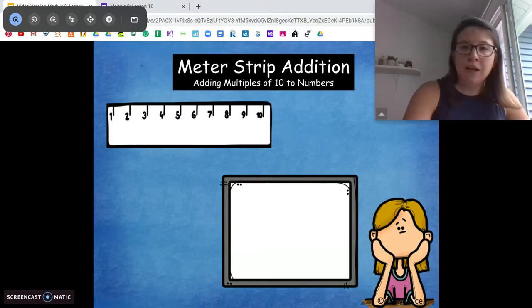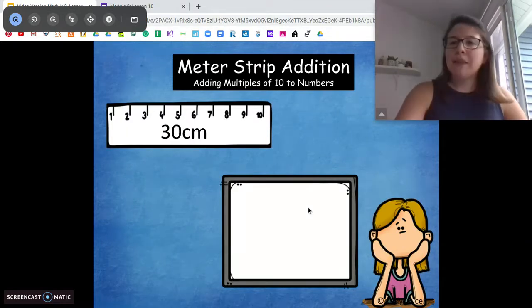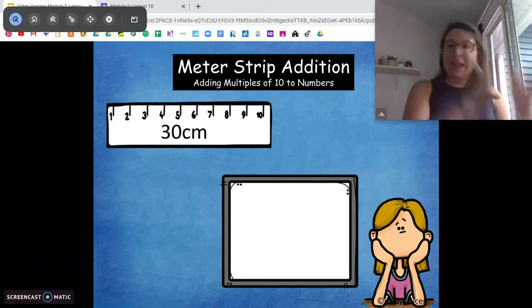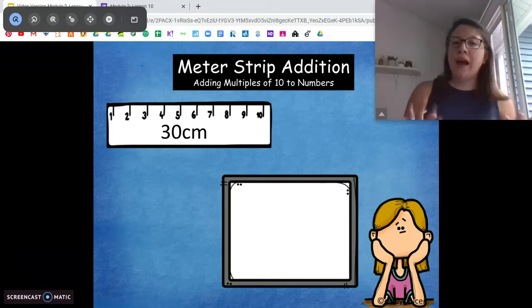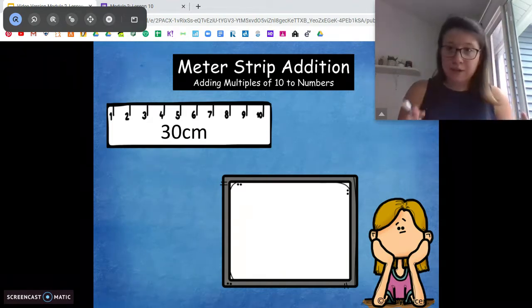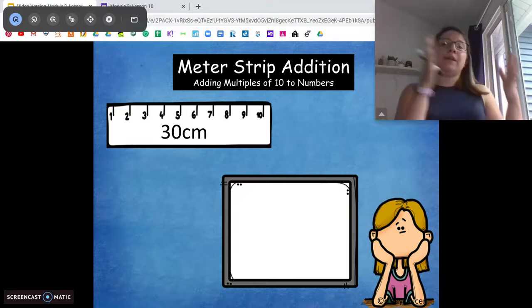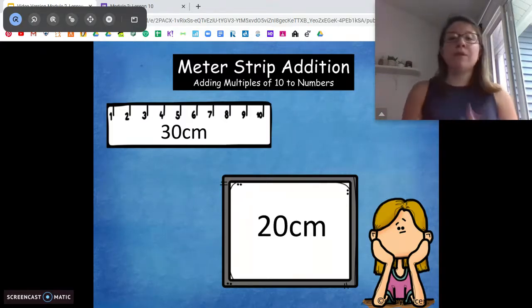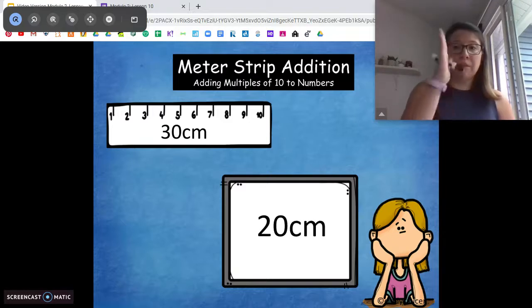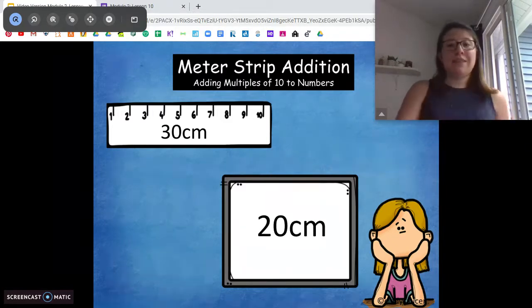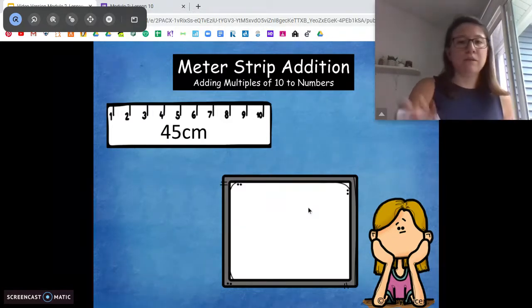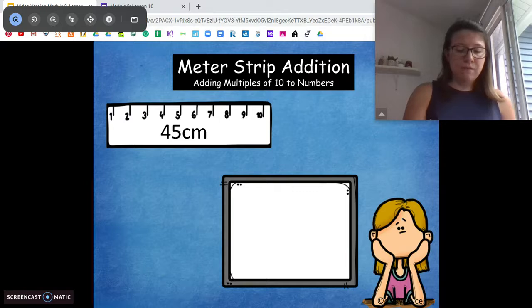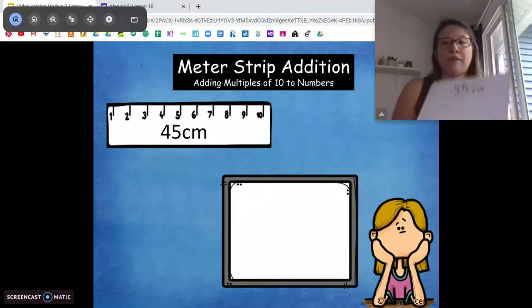I'm going to give you a number, and you're going to tell me the number that is 10 less. Okay? So if I give you 30 centimeters, a measurement of 30 centimeters, you're going to tell me the measurement 10 less, which is 20 centimeters. Remember, when we're doing 10 less, we're only changing the place value in the tens place. So let's try this one together. 45 centimeters is what I'm giving you.